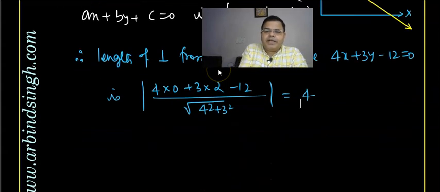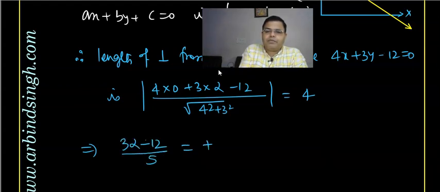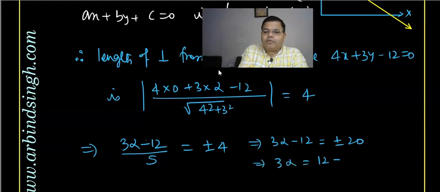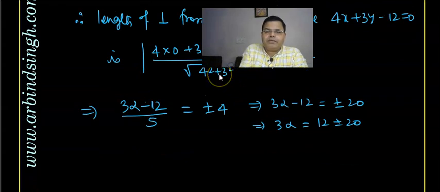So we can write here: (3 alpha minus 12) upon 5 is equal to plus minus 4, or 3 alpha minus 12 is equal to plus minus 20, or 3 alpha is equal to 12 plus minus 20, and therefore alpha is equal to either 12 plus 20, 32 by 3, or minus 8 by 3.